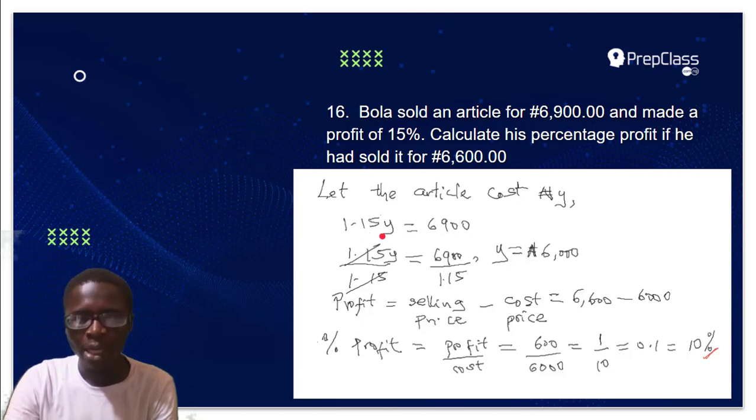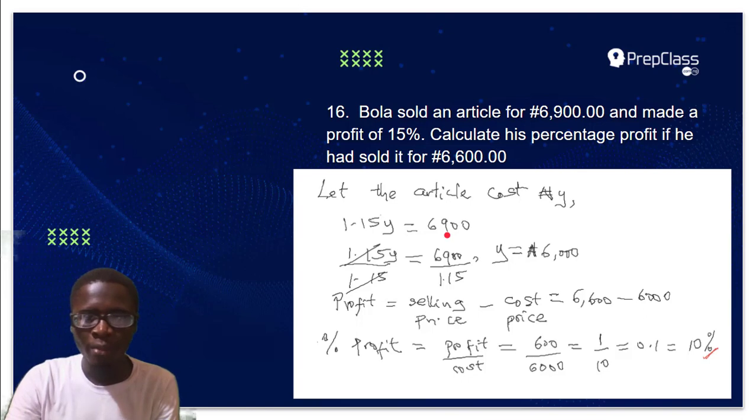In the same way, if an article costs 20% greater than a particular amount, we can say 1.2. If it is 50%, we can say 1.5. So you maintain this and then you won't miss it along the way. So 15% greater, which happens to be the profit, is going to be 1.15Y. This is equivalent to what Bola received in form of sales.